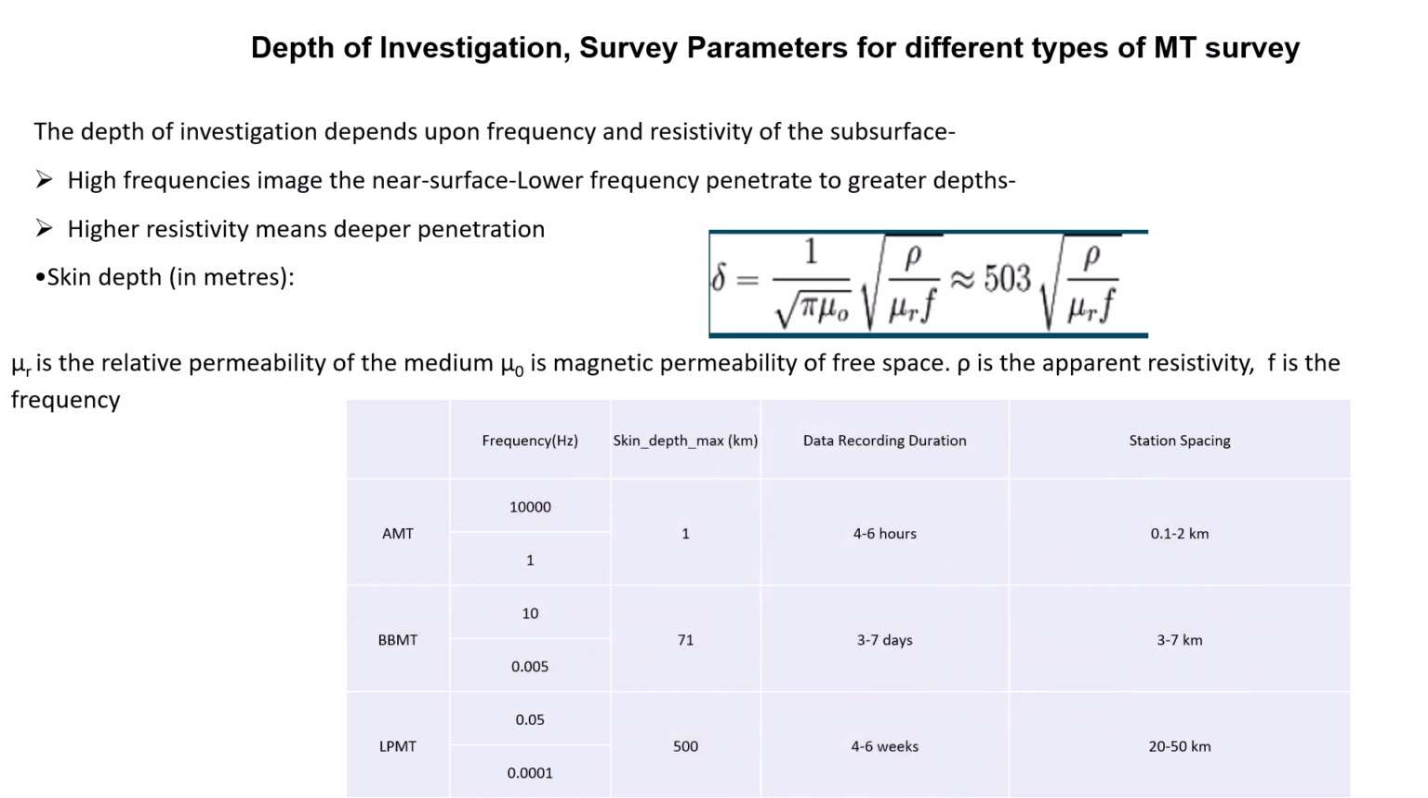Based upon that, you can see three types of survey, with frequency ranges from 10 power minus 4 hertz to 10 kilohertz. There will be a skin depth. For the long period survey, there's a maximum skin depth that it can probe, which is 500 km. And depending upon that, you can have different data recording durations and different station spacing, which are variable based upon your target. You can choose and optimize these parameters.